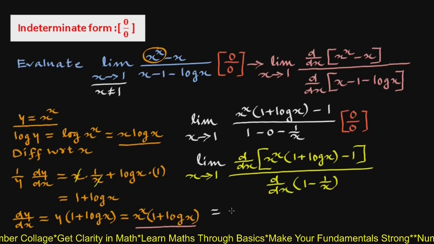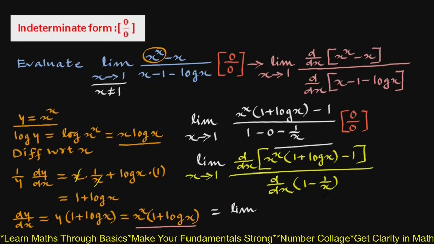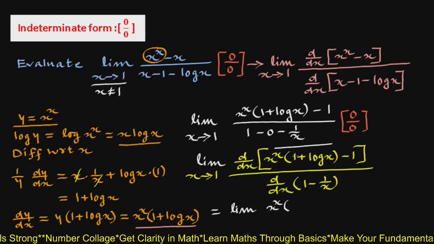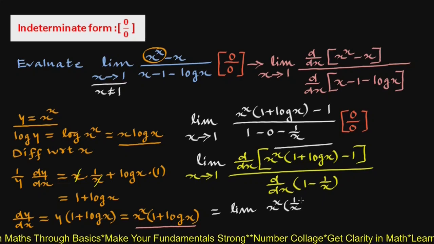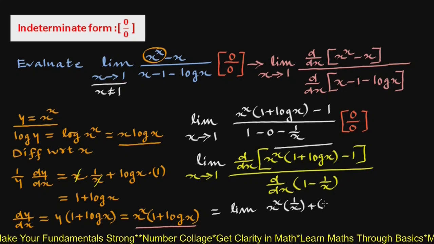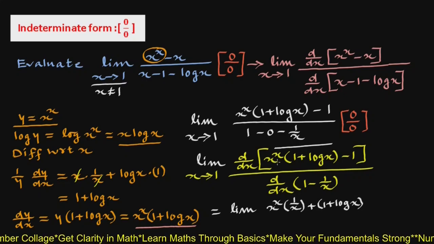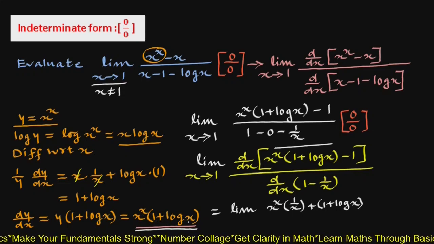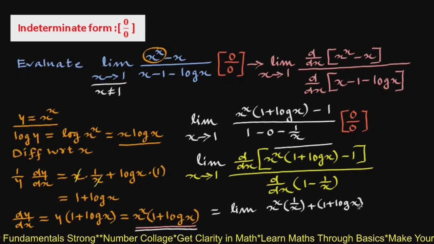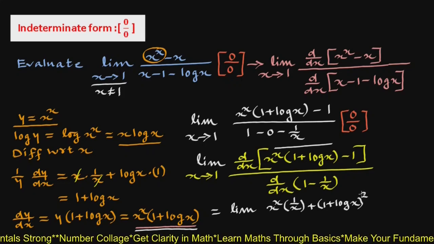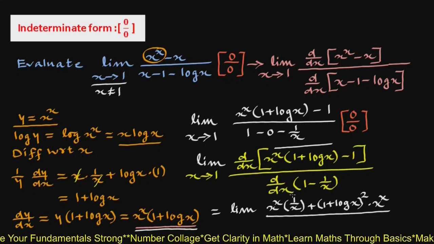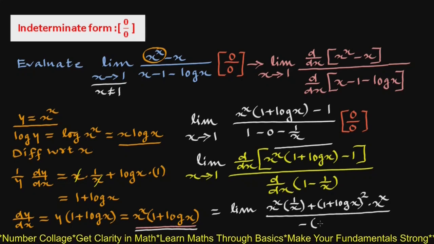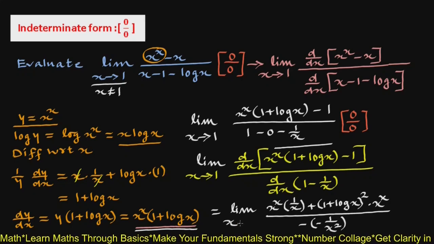This will be limit. We will apply product rule for these two functions. So first function x raised to x into derivative of second, derivative of 1 plus log x is 1 upon x, plus second function 1 plus log x into derivative of first, that is derivative of x raised to x, which is this x raised to x into 1 plus log x. So 1 plus log x into 1 plus log x will be (1 plus log x) whole square into x raised to x, upon derivative of 1 minus 1 upon x, which will be minus of derivative of 1 upon x, that is minus 1 upon x square, as x tends to 1.